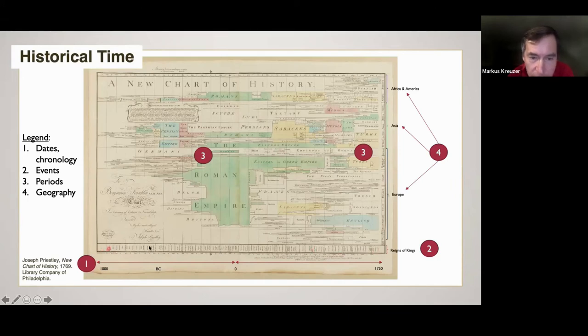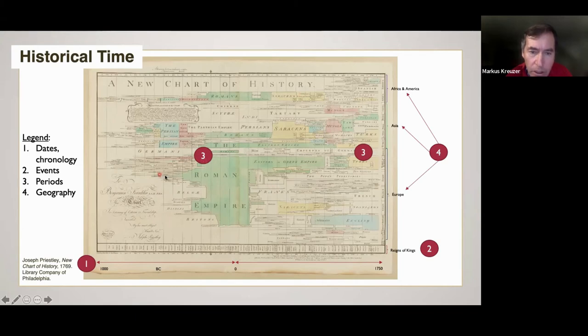Then in this row here, Priestley lists various reigns of kings. That gives you a certain degree of elements. And then here on the vertical axis, he differentiates geography. So in this area, you have the European countries, Asian countries, and then African countries. So we have the key elements here of historical time. And the major takeaway of this map is to try to understand historical change. In this particular instance, it's the change of political regimes.